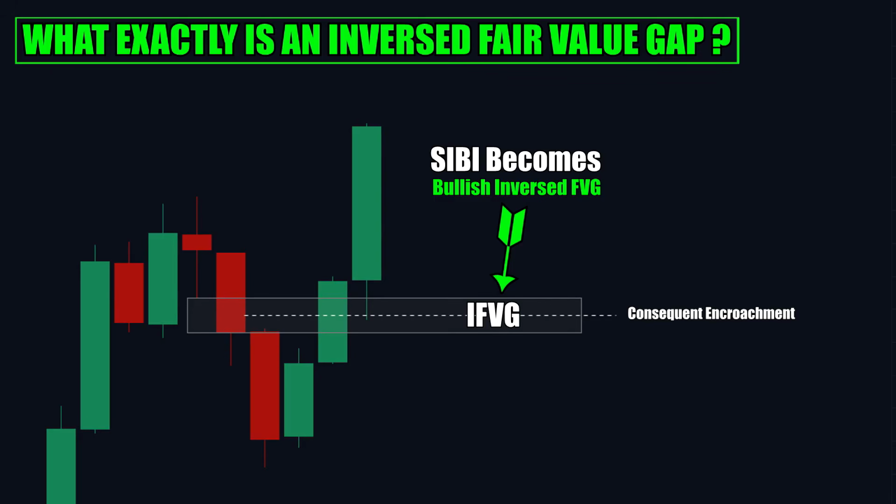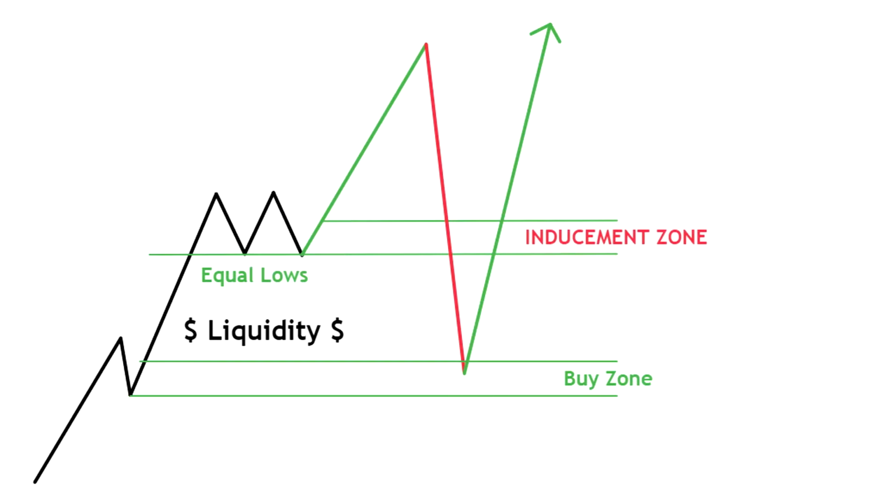As I mentioned earlier, not all fair value gaps offer the same trade potential. Some setups are far more likely to lead to profitable trades. Now I want to talk about one of the most important trading concepts, which is inducement. When you combine the power of FVGs with the awareness of inducement zones, you begin to see the market more like institutions do. Understanding how inducement works in relation to FVGs can help you avoid fake breakouts and catch high probability entries with better timing and confidence.